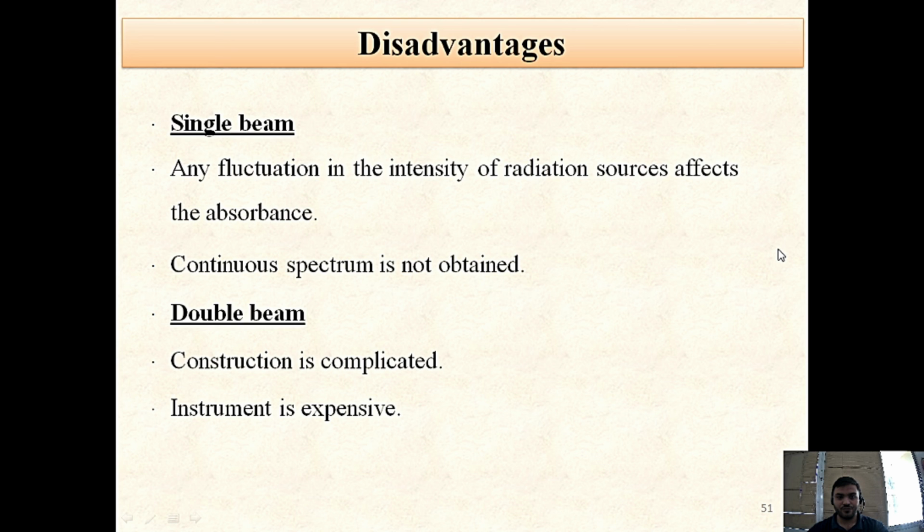Disadvantages. Single beam: any fluctuation in the intensity of the radiation source affects the absorbance. A continuous spectrum is not obtained. Double beam: the construction is complicated. The instrument is expensive.